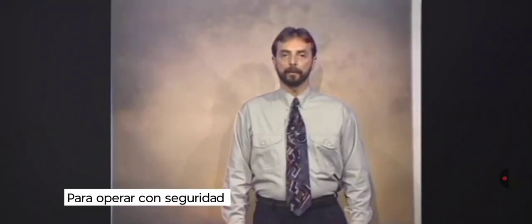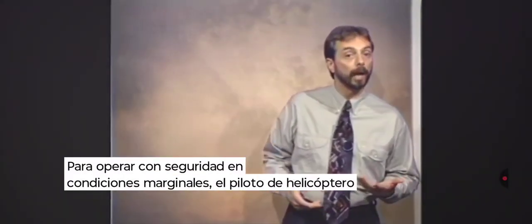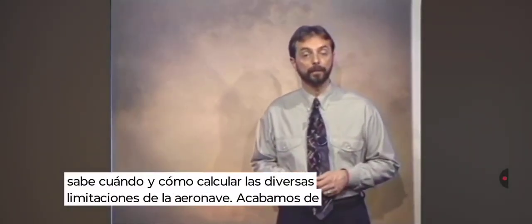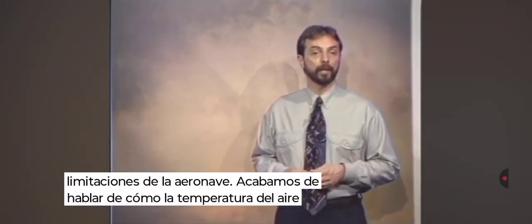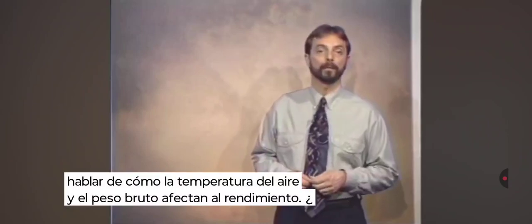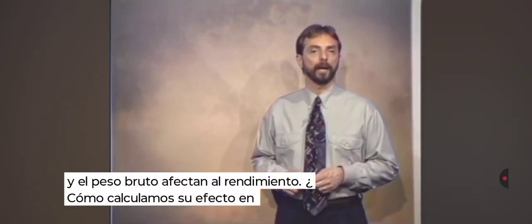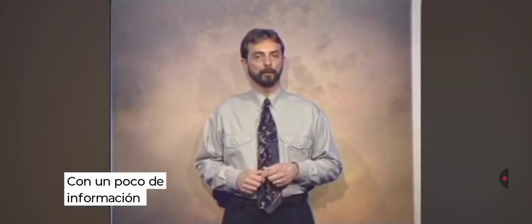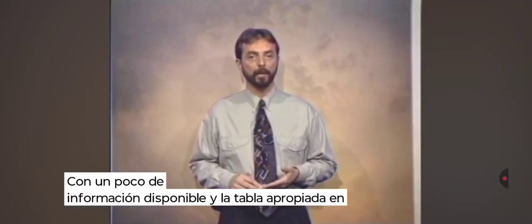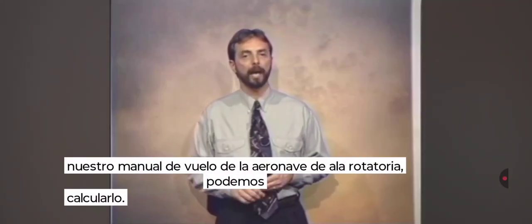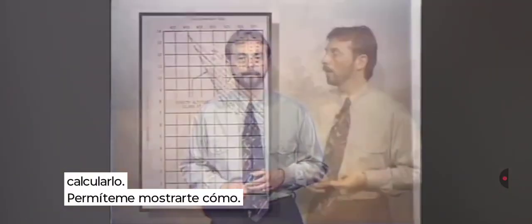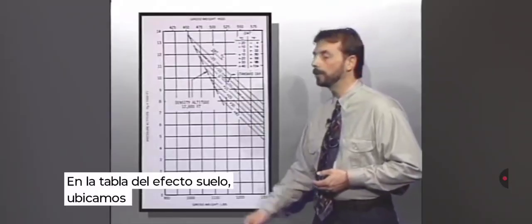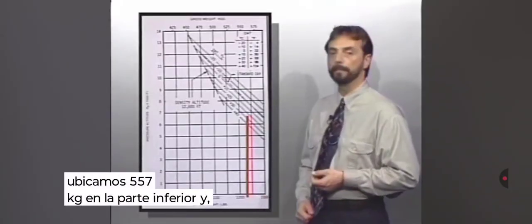In order to operate safely in marginal conditions, the smart helicopter pilot knows when and how to calculate various rotorcraft limitations. We just talked about how air temperature and gross weight affect performance. How do we calculate their effect on hover ceiling, for example? Using just a little bit of available information and the appropriate chart in our rotorcraft flight manual, we can figure it out. Let me show you how. Going to the in-ground effect chart, we locate 1,225 pounds on the bottom.